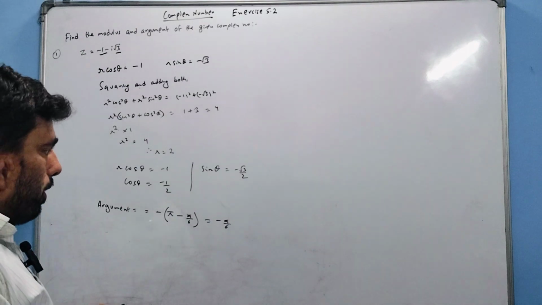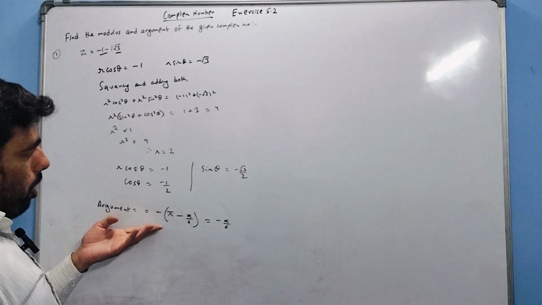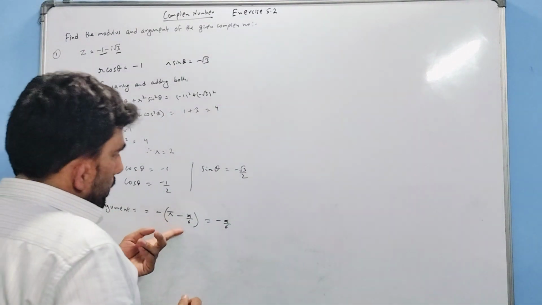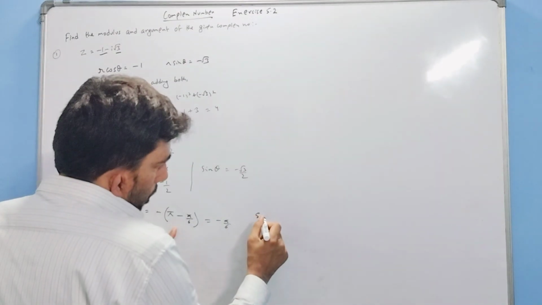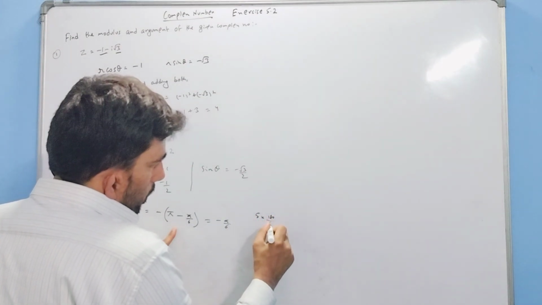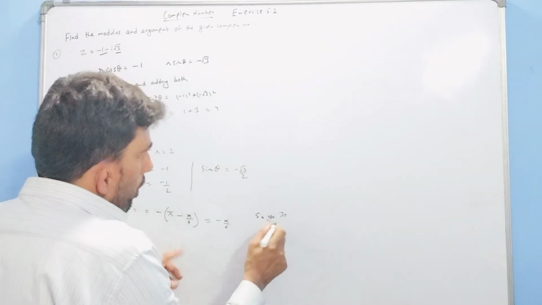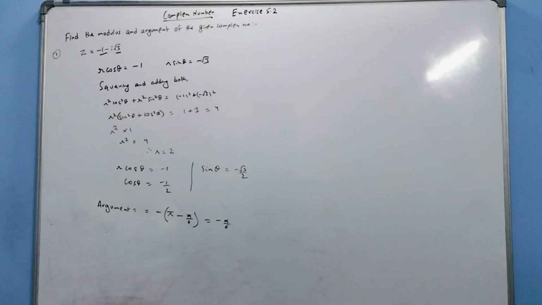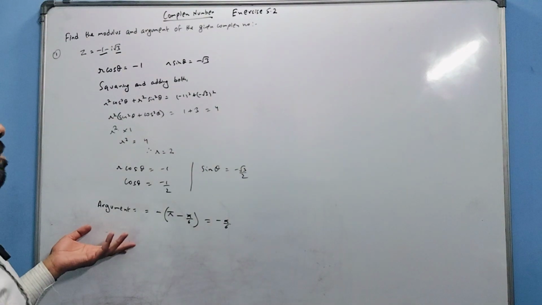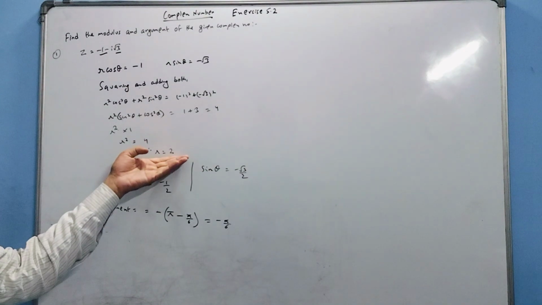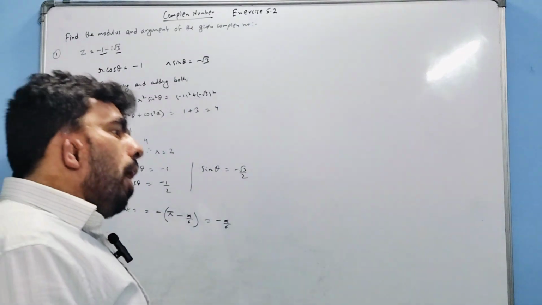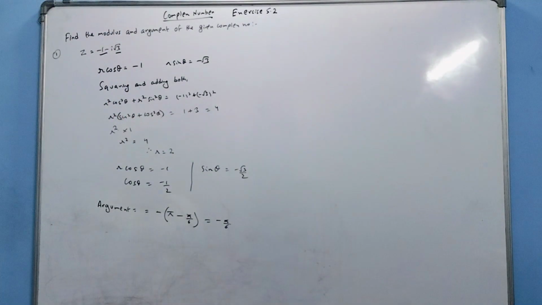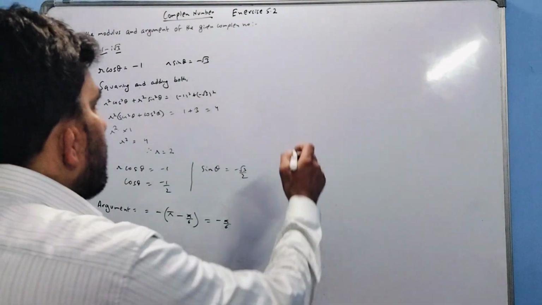We can see here, if I take 5 pi by 6, that is 5 into 180 upon 6, 150 degrees. So we will take this minus pi by 6. So this is the argument, and here we have found the modulus, that is 2. That is how we find the modulus and argument.